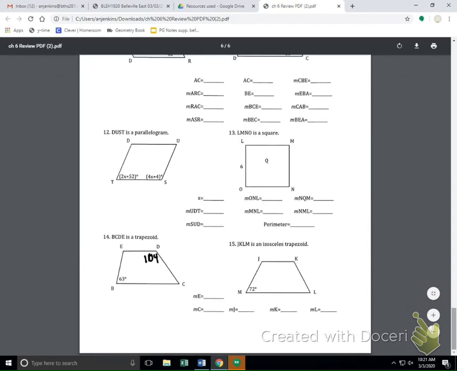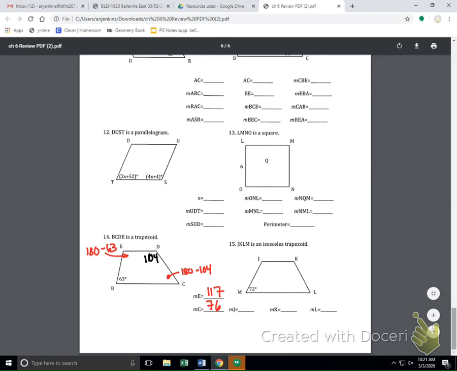So in a trapezoid, we know that these two angles are going to be what? Supplementary. Yep. So to find this one, it's 180 minus 63. To find this one, it's 180 minus 104. 180 minus 63 is going to be 117. 180 minus 104 is 76.